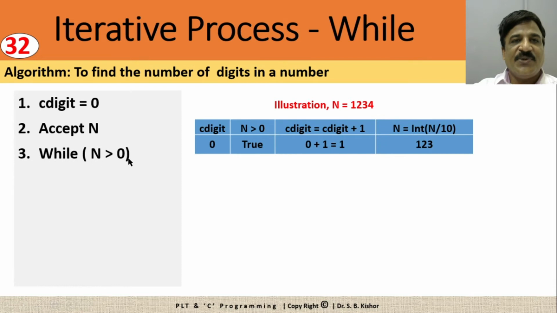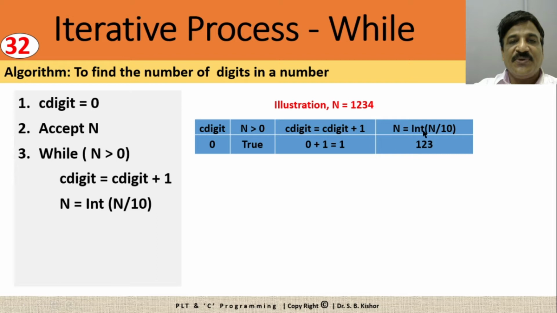Now the number is greater than 0. Yes, condition is true. So you are going to perform these two steps. Increment the counter digit by 1, and find what? The next number, since you divide this number by 10. So what you need to get? You are going to get the next number. 1234 divided by 10, it's what? 123.4. So integer of that, it's 123. 123 is greater than 0.